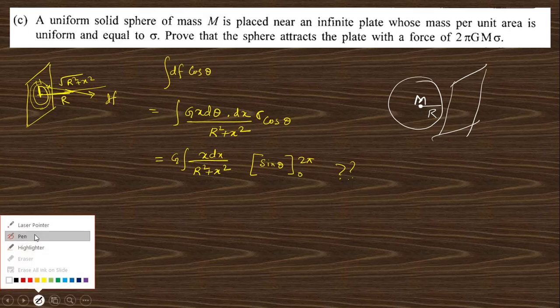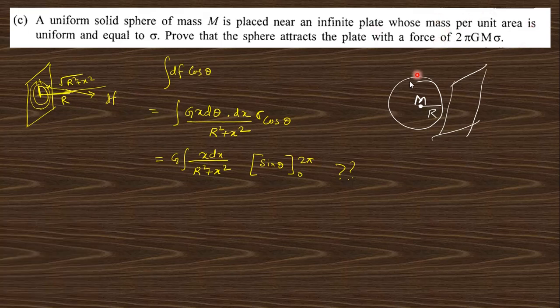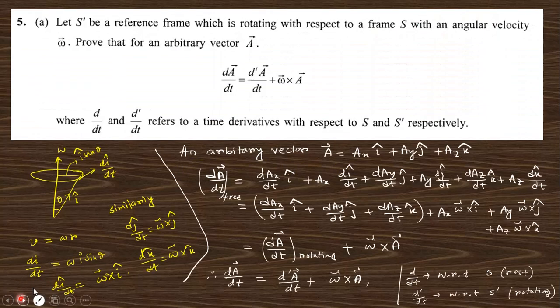This also cannot be solved at this moment. This is another question, which says that if S prime is the reference frame with respect to a rotating frame, and omega is the angular velocity, prove that for an arbitrary vector A, the relation holds. This is for the fixed frame and this is for the rotating frame, and this is omega cross A. Omega is the angular velocity of the rotating frame.